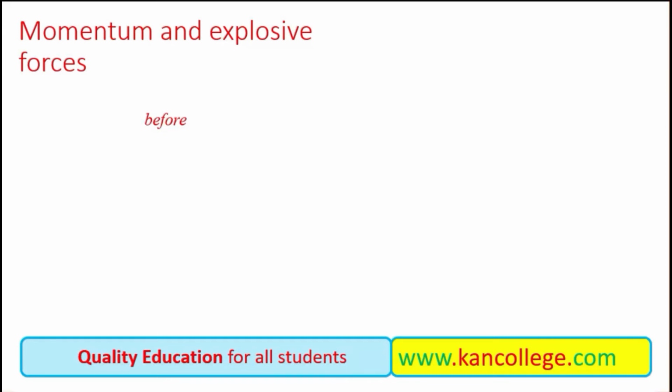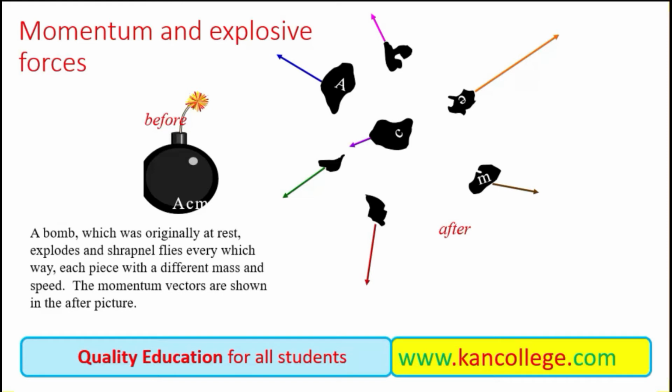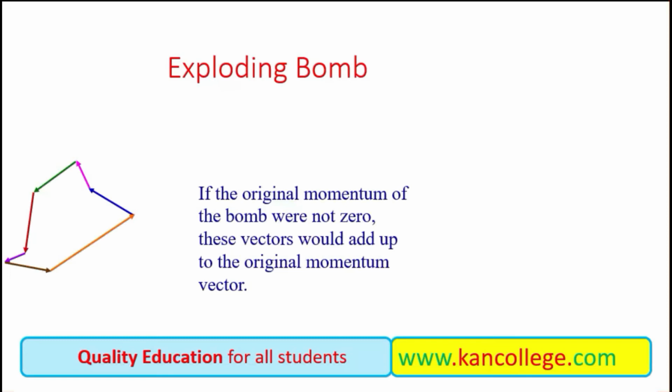Momentum and explosive forces. If we have a bomb and before explosion it has a mass but no velocity, it means that its initial momentum is 0. But as it explodes, after explosion, it is smashed into pieces. So when a bomb which was originally at rest explodes and shrapnel flies every which way, each piece with a different mass and speed, the momentum vectors are shown in the after picture over here.